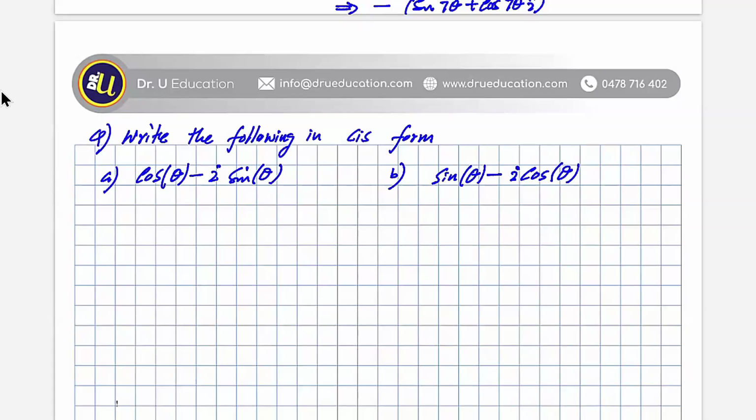Okay, so what if this one, if theta is equal to minus theta? So cos minus theta plus I sin minus theta in the cis form. Right? So cos minus theta is an even function, cos theta. So sin is an odd function, so it's going to be minus taken out, sin theta.